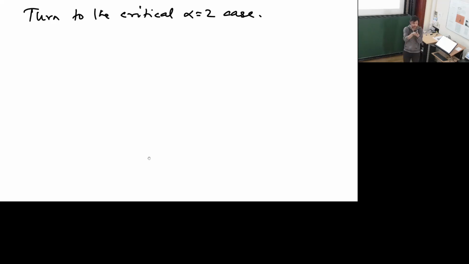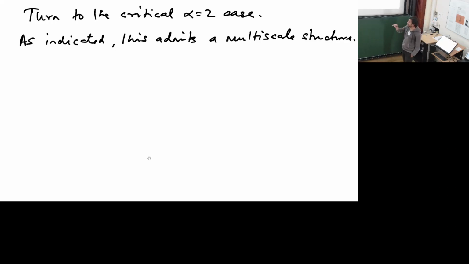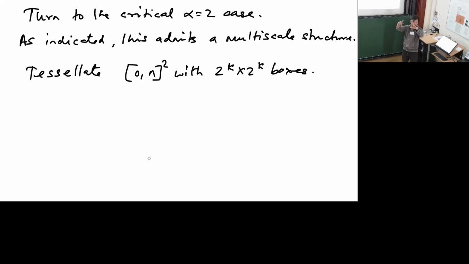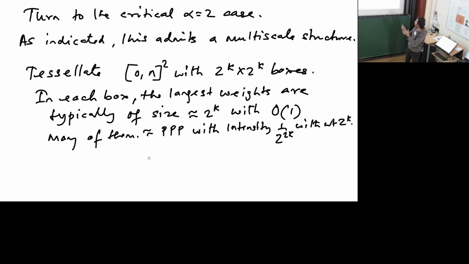Right. So now let's look at the critical alpha equal to 2 case, where you should see some transition. As you can imagine, at this point the noise admits some multi-scale structure. To see this, your space is 0 to n squared, and you can tessellate that into boxes of size 2 to the k by 2 to the k. In each box, the largest weights are typically of size 2 to the k, with order 1 many of them. At the critical case alpha equal to 2, in a 2 to the k by 2 to the k box, the maximum that you will typically see is of size 2 to the k, and there are order 1 many of them in some Poisson fashion. So you can think of values of scale 2 to the k as a Poisson point process in your entire box of density 1 over 2 to the 2k.